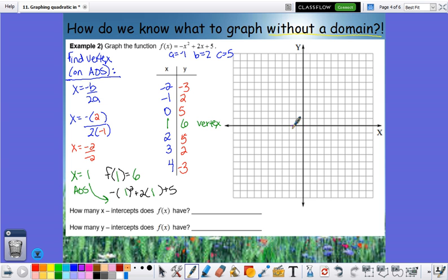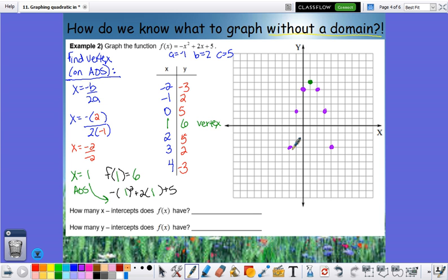So now crawl backwards 2, fall down 3. Crawl on the ground backwards 1. Oops, and jump up 2. So we're going to go over 1, up 2. Crawl nowhere, but jump up 5. 3, 4, 5. My vertex is at 1, 6. And then it starts to turn back down. Because of points of symmetry, it usually helps me graph it a little bit quicker.